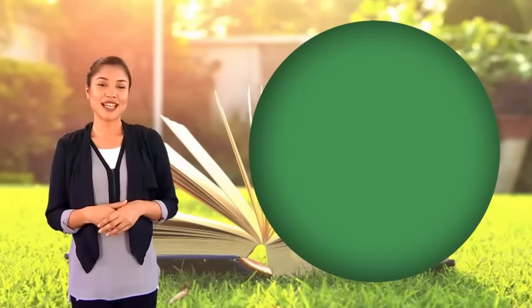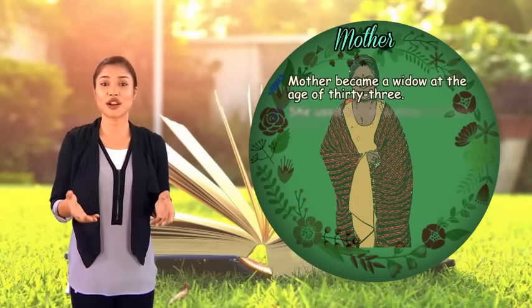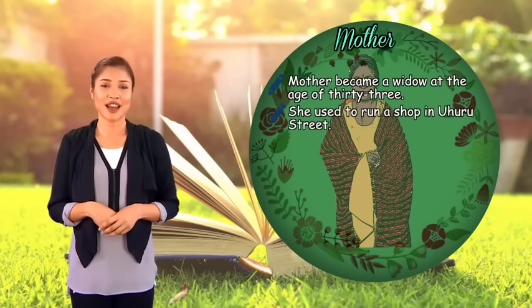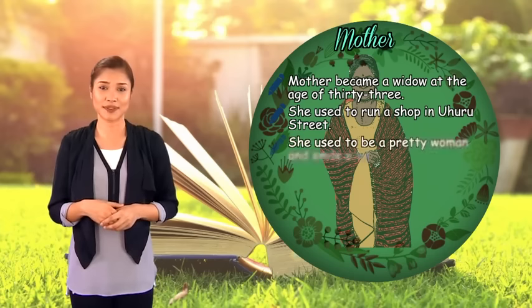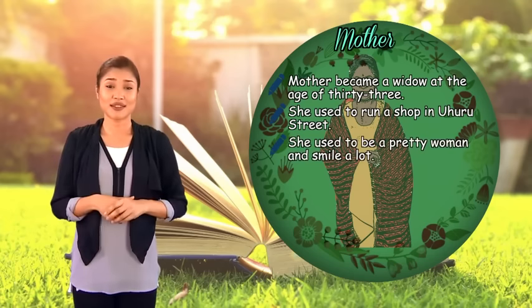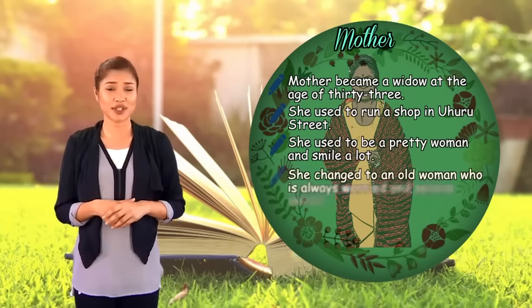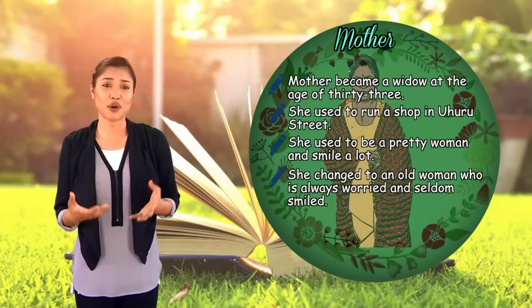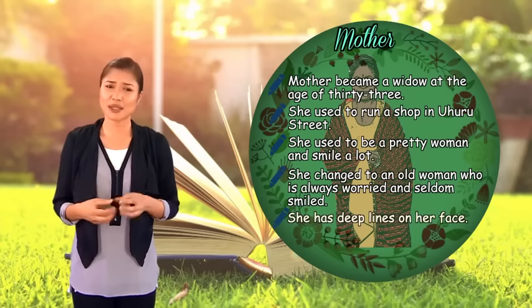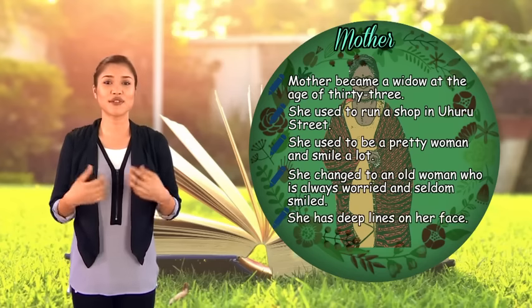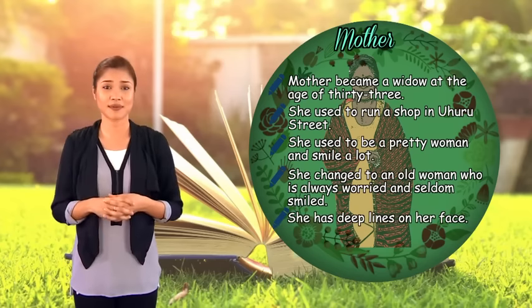Mother. Mother became a widow at the age of 33. She used to run a shop in Uhuru Street. Her physical appearance and personality changed with age. Mother used to be a pretty woman and smiled a lot when she was young. As she grew older, she changed to an old woman who always worried and seldom smiled. She also developed deep lines on her face.